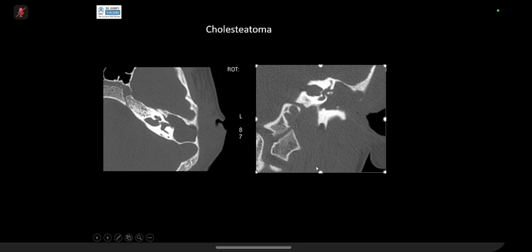Cholesteatomas can be very big. They can destroy everything. Please remember that they can destroy the whole of the internal ear, and the patient might not have presented. So here you can see this cholesteatoma, which is causing a lot of bony erosion, and look at the fistulization of the lateral semicircular canal.